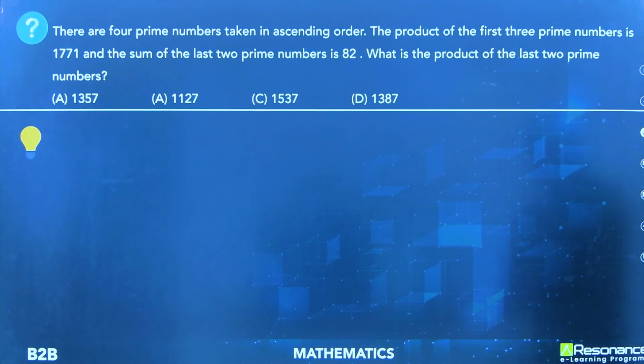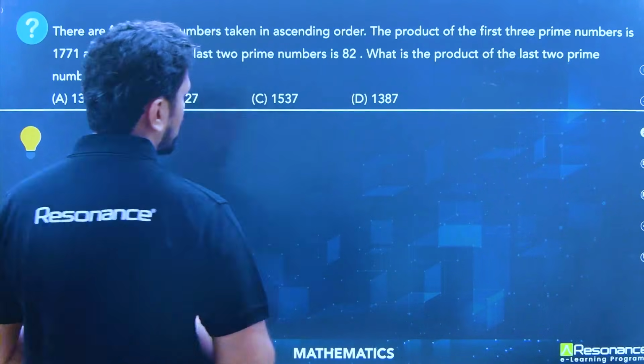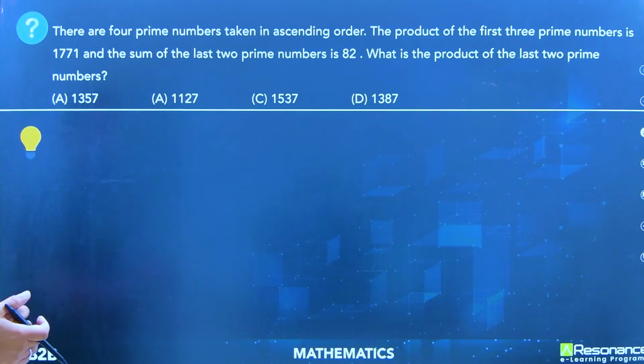Two consecutive means one after the other. Okay, Ananya, I will send in this only. There are four prime numbers taken in ascending order. The product of first three prime numbers is 1771.